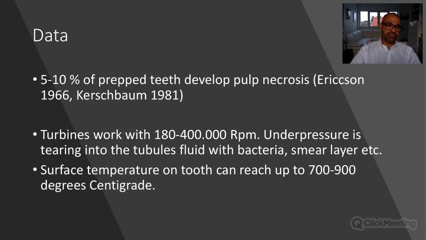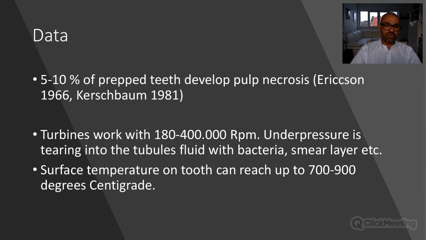The data we have is pretty old. These are papers from Erickson in 1966 and Kirschbaum in 1981 that explain that 5 to 10% of prepared teeth develop pulp necrosis. Now, if I say 10%, that would be 10 out of 100 patients in whom we cause a necrosis, and this will, of course, turn into an endodontic treatment and a crown and so on. And later we probably need to deal with apical infections.